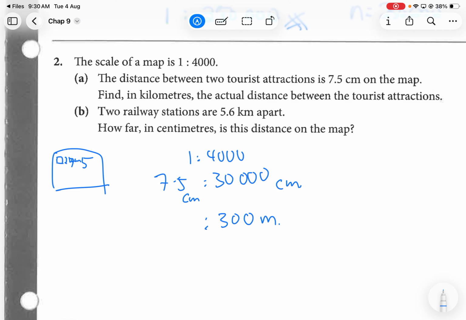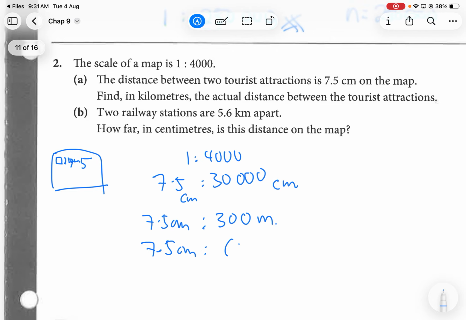Okay? Every 7.5 cm on the map is 300 meter in the real world. Now I have a distance that is 5.6 kilometer. I want to draw on the map. So just now times 4,000 became this one. So this one I want to get back how much? I need to divide by 4,000. Okay? After I divide by 4,000, I will get the answer.